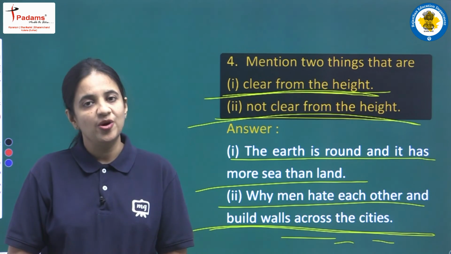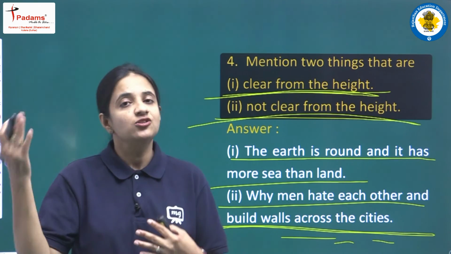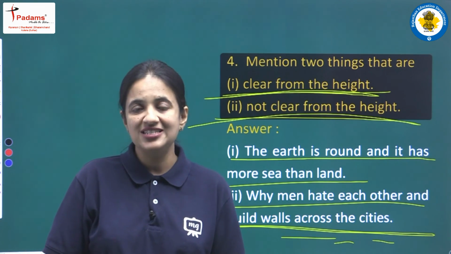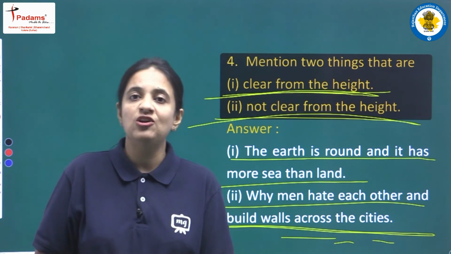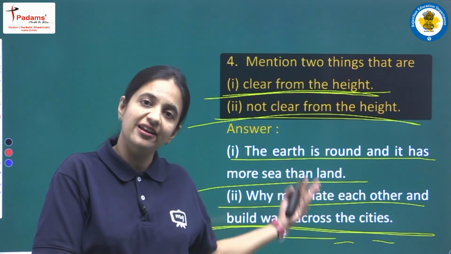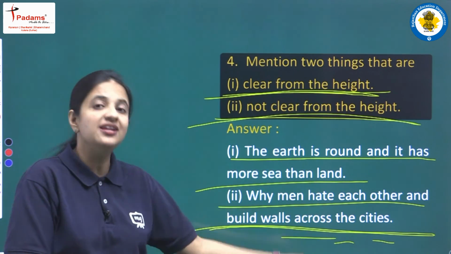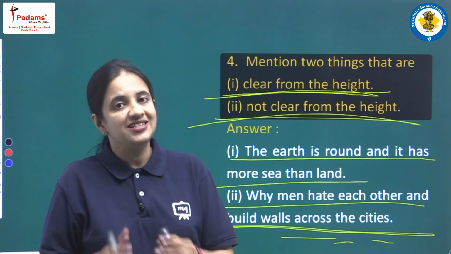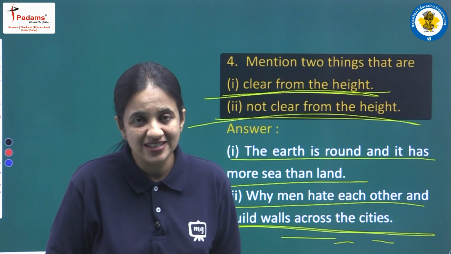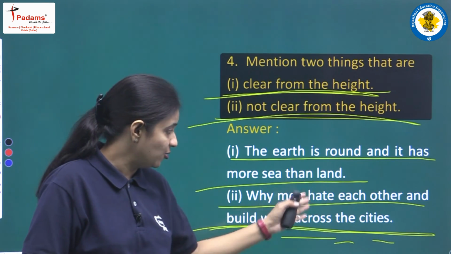Okay, so when the poet was on that height, from that height he was able to understand so many facts, so many logics of geography. So you can write any logics here in the first segment, and from that height the poet was still unable to understand certain things, which we have to write here.